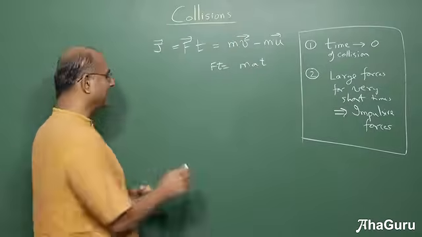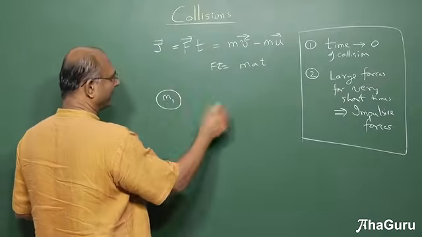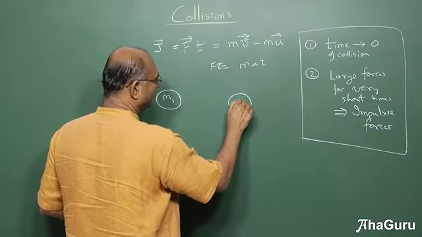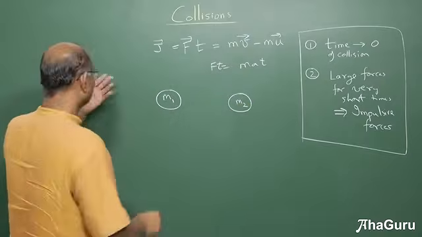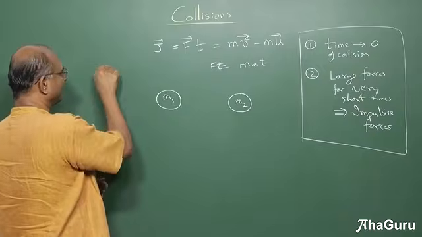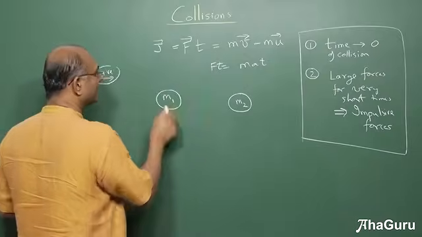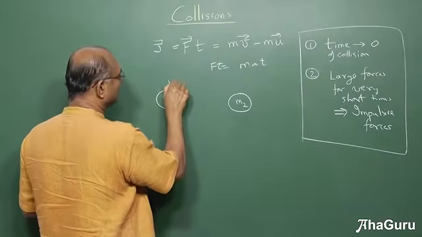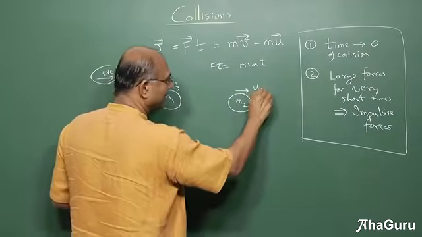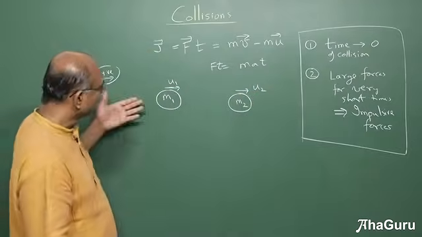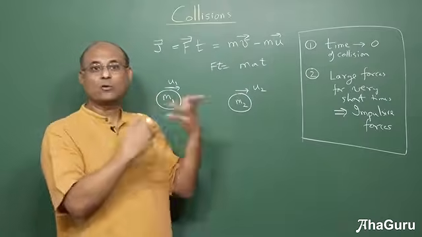Now let us take the case where I have two objects. I'll call this one mass m1 and that one mass m2, and I'm going to assume that they are both moving in the same direction. So we'll take this as the positive direction for our calculation, because all of these are vectors, so we must worry about direction. Let us assume that in the beginning this was moving with u1, and that one was moving with u2. Now let us assume u1 was bigger than u2, so it's going to go and hit and collide.